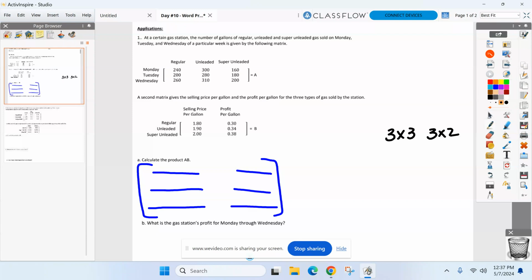All right, I'll do the first. Actually, you know what might be a good idea? I don't know how you guys feel. I like them right next to each other, so I'm just going to copy matrix B right next to matrix A.